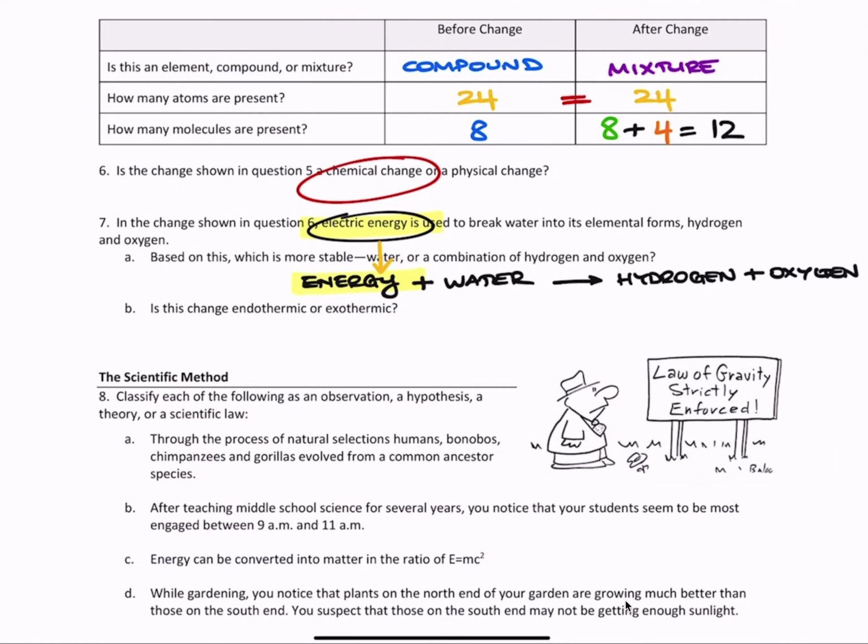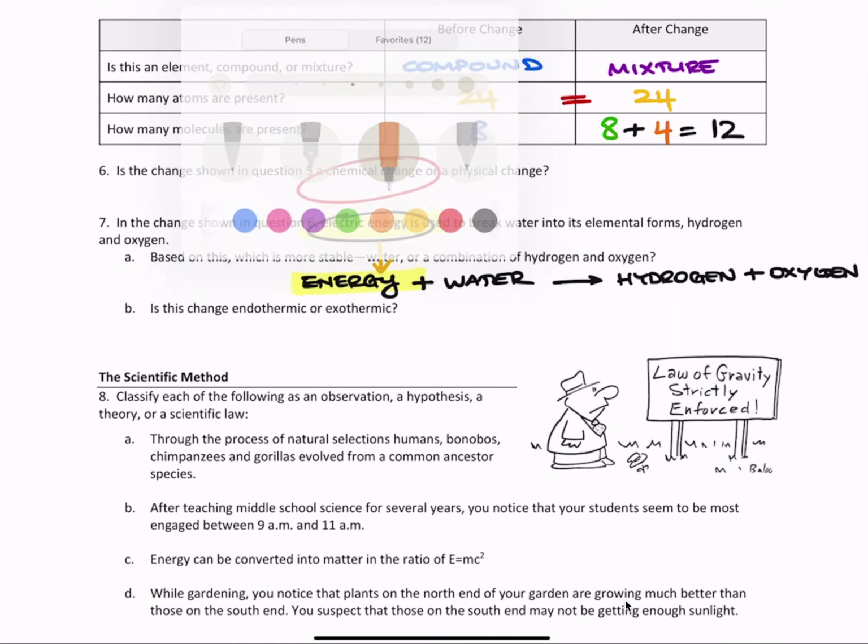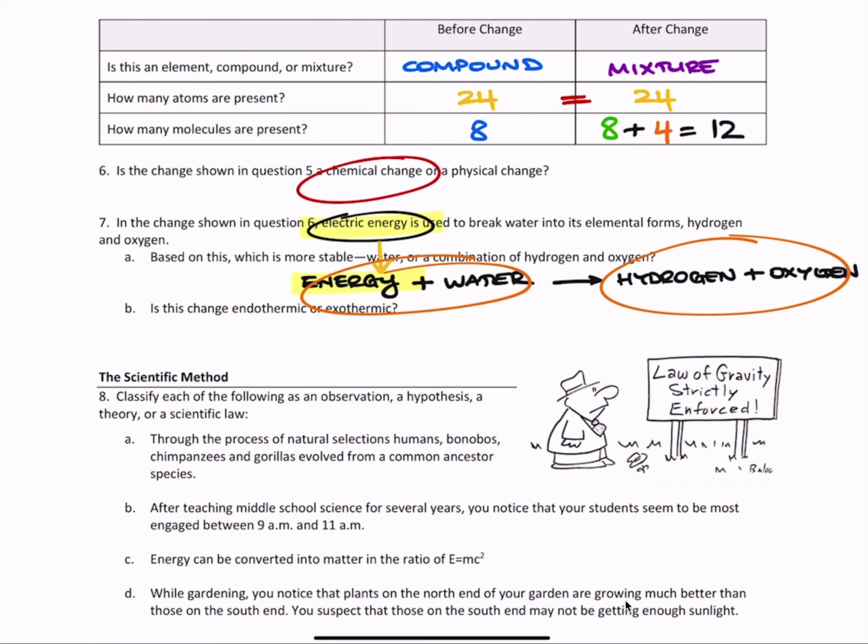Therefore, I have the same amount of energy here and here. The water has less energy than the hydrogen and the oxygen combined, because in order to get the same amount of energy, I need to add more to the water. Therefore, water is more stable.